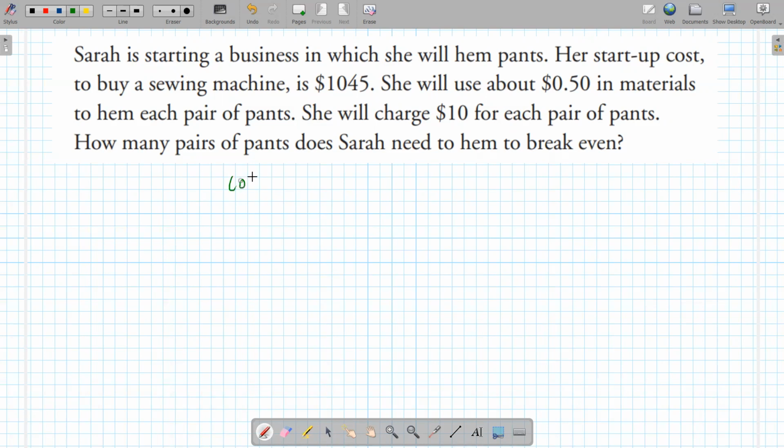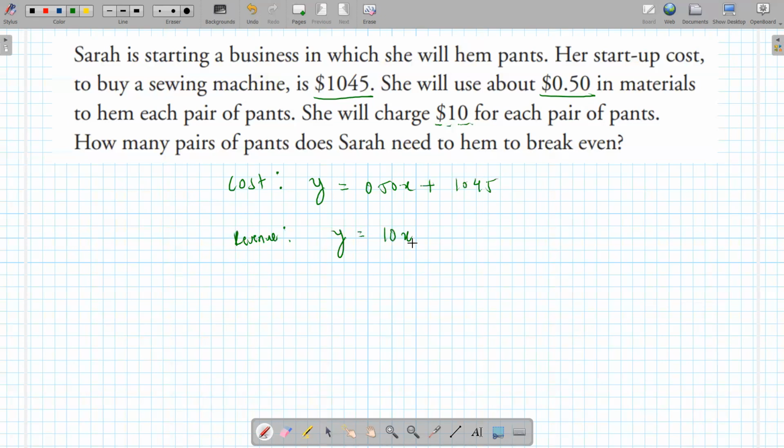The first one is gonna be the cost. Okay, using these two numbers, what's the equation? Like this. So this is her cost, right? Depending on what X is, how many pairs of pants, this is how much it's gonna cost her. Okay. The next one is going to be revenue. Revenue means the money she makes, right? There's only one number here for revenue. She's gonna make $10 for each pair of pants, like that. Okay.